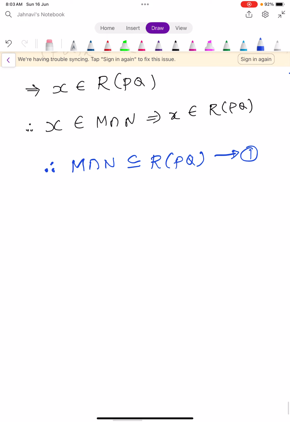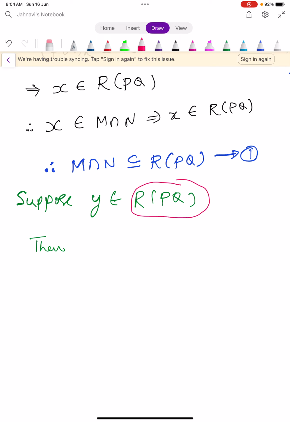Now suppose we assume the converse. We prove the converse part of equation 1. Suppose some y belongs to R of PQ. We take an element y belonging to R of PQ. What is R of PQ? R of PQ is nothing but the range of PQ. By the definition of range of PQ, PQ of y is equal to y.